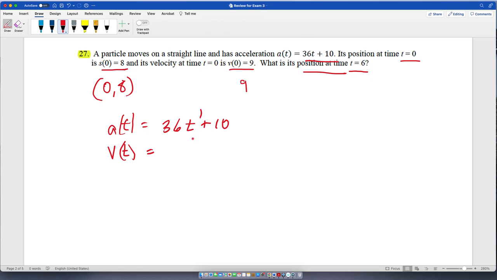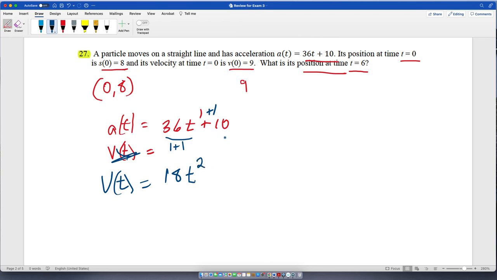So opposite, instead of derivative, where you multiply first and then subtract one from the exponent, for antiderivative we're going to add to the exponent first, and instead of multiplying by the exponent, we're going to divide by that new exponent, 1 plus 1. So let's move it down here. V of t is going to be equal to 36 divided by 2, 18. Thank you. It's simple math that gets me when I'm doing these things. And then 1 plus 1 is 2. Okay, I just had to verify sometimes.